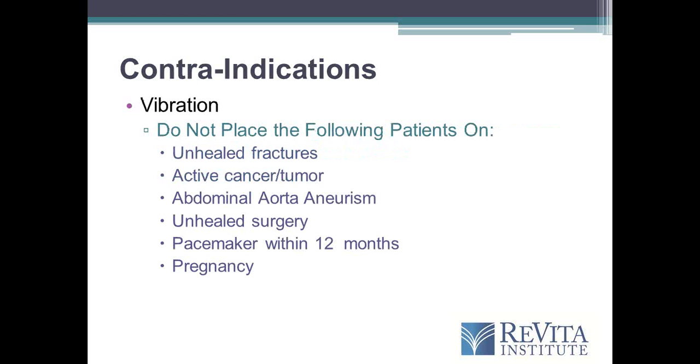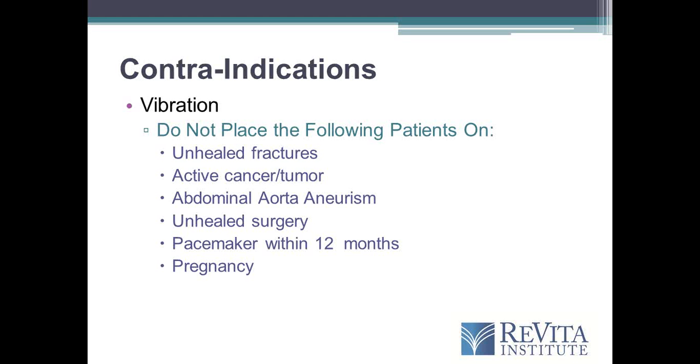When we look at the vibration components, whether it's the VibroTrack table or utilizing the ProVibe, it is important that we keep in mind that there are certain categories of patients that we want to avoid utilizing the vibration platform for. In the first category, these are patients that we recommend that you do not place the following patients on. These are patients with unhealed fractures, with active cancers or tumors, with abdominal aortic aneurysms, with unhealed surgeries, with pacemakers within 12 months, as well as patients who are pregnant.